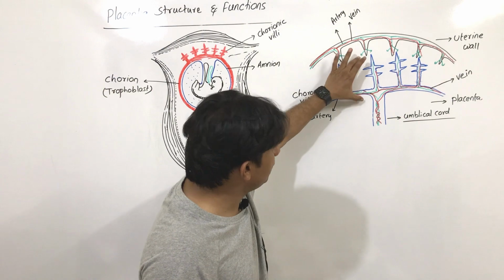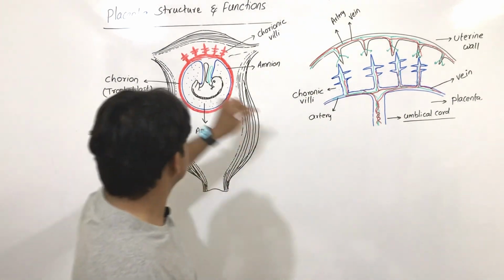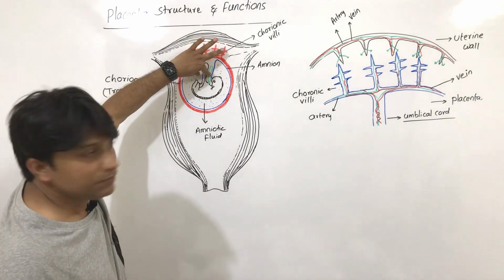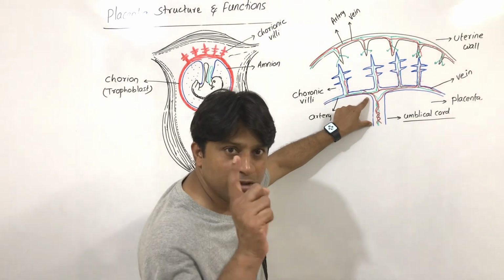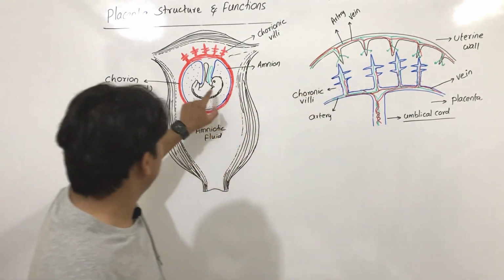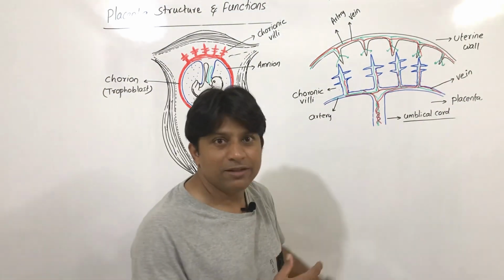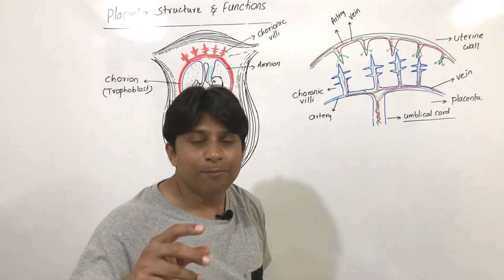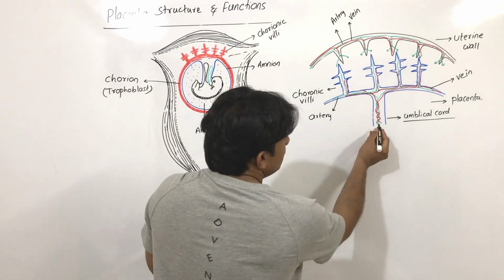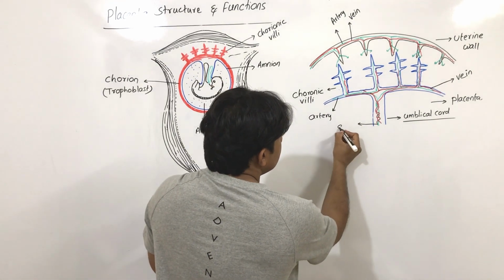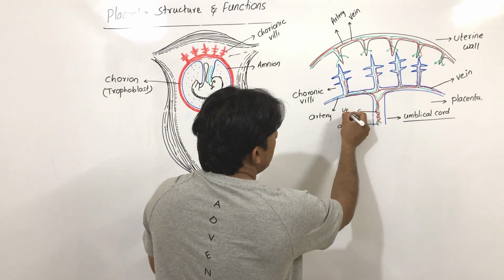Now this placenta is connected to the embryo with the umbilical cord. You can see this part is the umbilical cord, and this part is the placenta. The umbilical cord joins the placenta with the developing embryo. The umbilical cord has blood vessels, that is, umbilical arteries as well as umbilical veins. This is an artery, umbilical arteries, and this is the vein, umbilical vein.